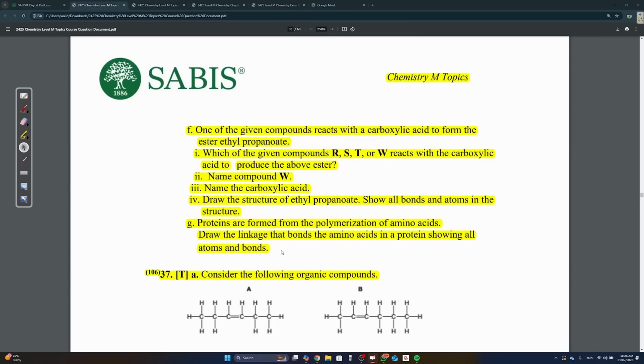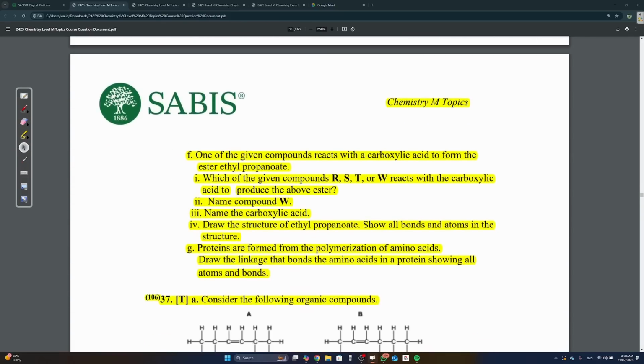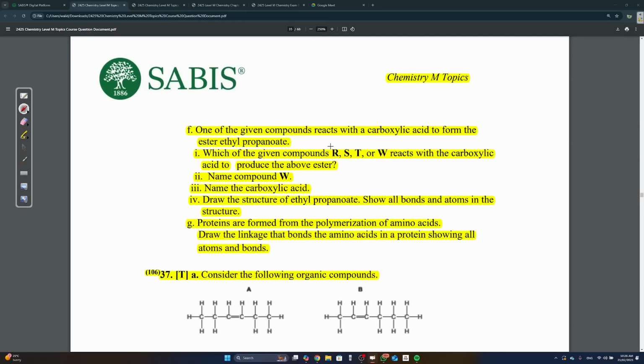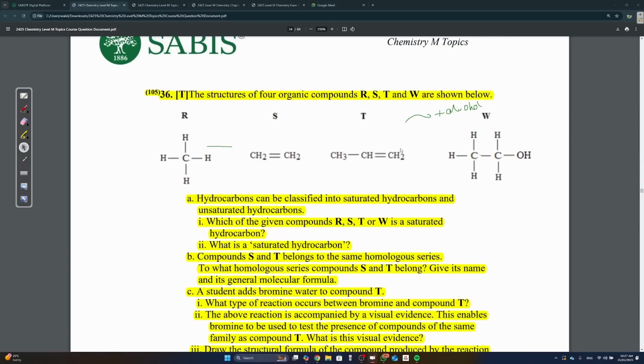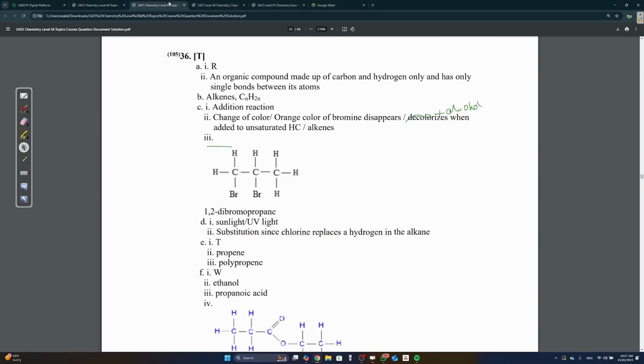Type F. One of the given compounds reacts with a carboxylic acid to form the ester ethyl propanoate. Let's see here. They want us to identify which one reacts with the carboxylic acid to produce the above ester. First of all, before continuing, how do you get an ester? It's carboxylic acid plus alcohol, right? Type over here, which one's an alcohol from our 4 compounds? Which one has an OH group? W. Okay, the only one is W.